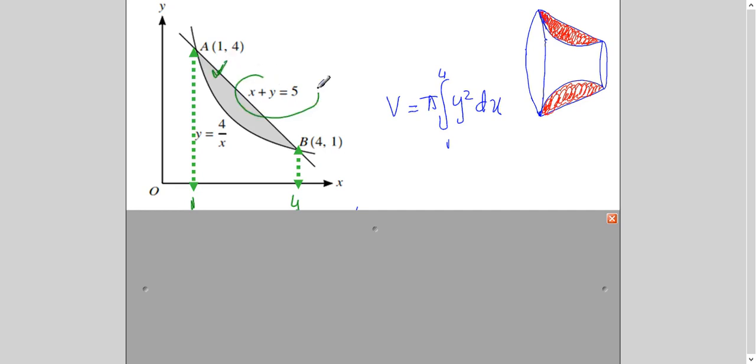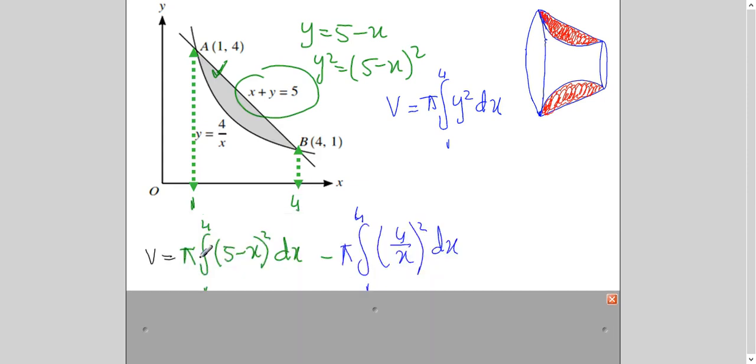So I have to change this equation in terms of y. It will be y = 5 minus x. Because in the formula it is a square, so I have to square it. And subtract from this the curve volume, which is the revolving of this. This is already given in y, so no issue. So I am doing volume equals pi y squared dx minus the volume for this curve.